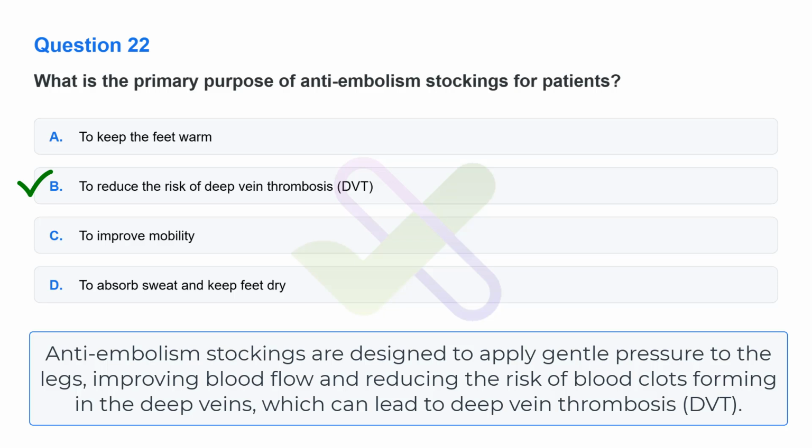The correct answer is B. To reduce the risk of deep vein thrombosis, DVT. Anti-embolism stockings are designed to apply gentle pressure to the legs, improving blood flow and reducing the risk of blood clots forming in the deep veins, which can lead to deep vein thrombosis, DVT.